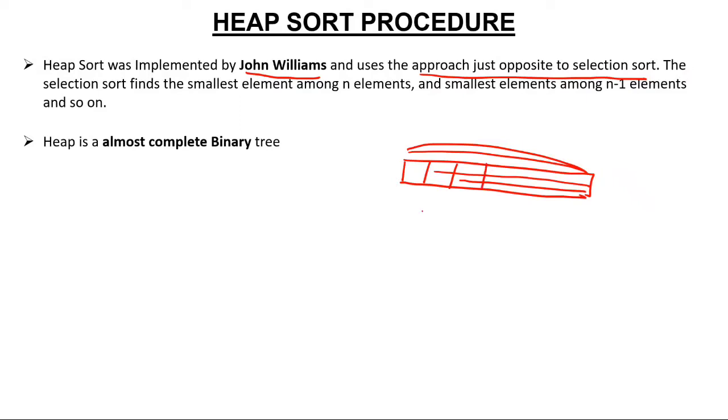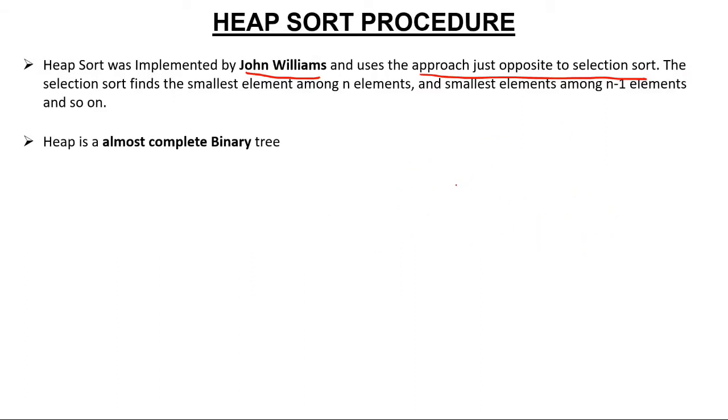Since heap sort is opposite to that, in an array we find the maximum and put it at the last position. Then we find the next maximum and put it at the second last position. So it is just opposite to selection sort. Fine. I'll not read all these things.